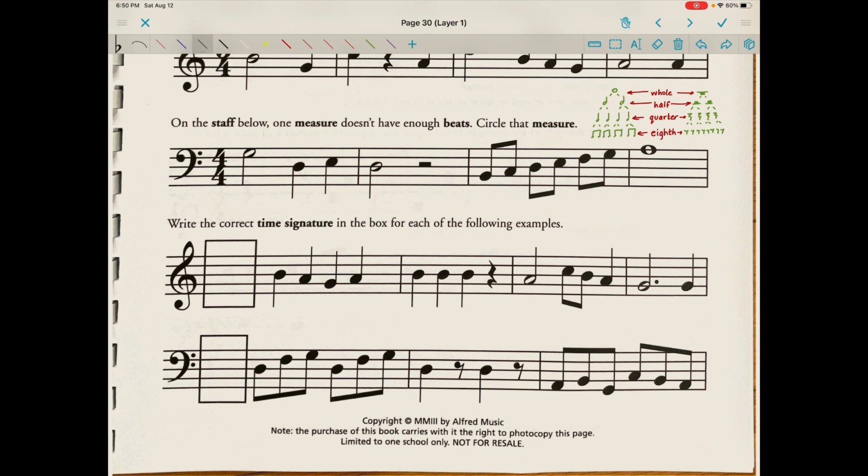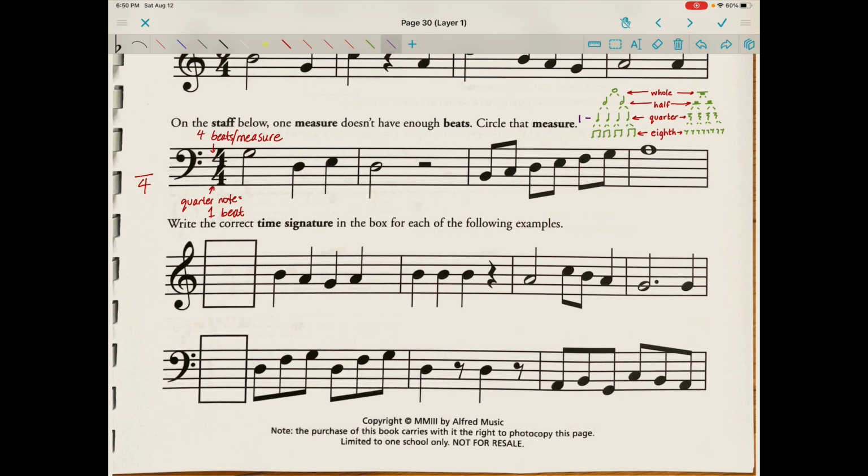Circle that measure. So again, take the time to go through and look at our time signature, 4/4 time. The top number tells us that there are 4 beats per measure, or that the beats are grouped into groups of 4. And then the bottom number, the denominator of a fraction, tells us that a quarter note equals 1 beat.